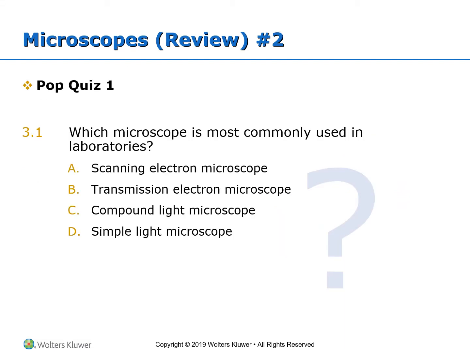So let's try and answer the following question. Which microscope is most commonly used in laboratories? Scanning electron microscope, transmission electron microscope, compound light microscope, or the simple light microscope? The correct answer is option C, the compound light microscope, with the capability of magnifying an object up to 1,000 times.